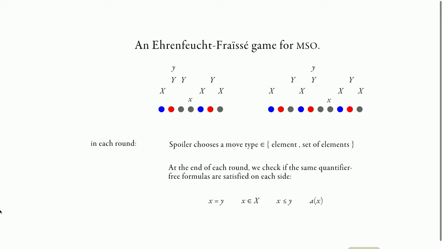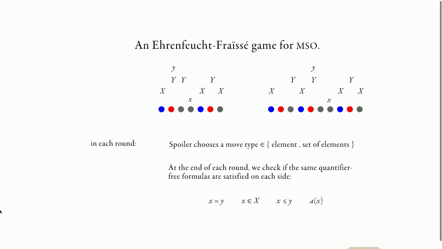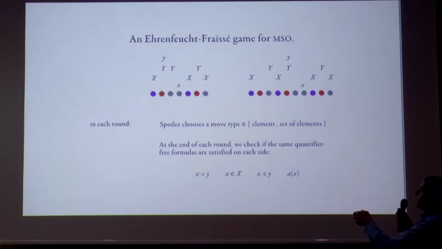So at the end of each round, so in particular at the end, we check if the two situations are the same. And the two situations being the same means that they satisfy the same underlying predicates. So, for example, if I have a position x here and the matching position x here, then they should have the same label. So for every label a in the alphabet, a of x should hold if and only if a of x holds here, so they should have the same color.